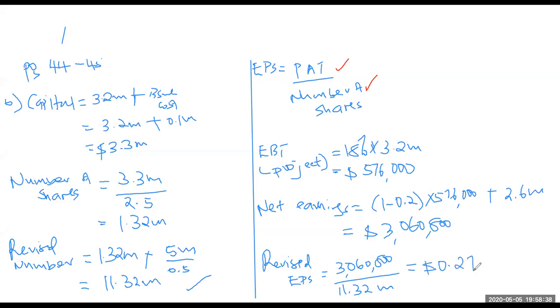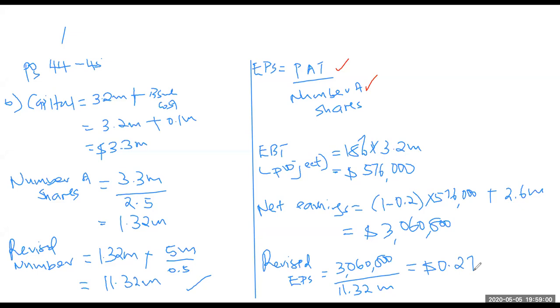0.27 per share. But what was earning per share before? This is the revised earning per share. Because we need to make a comment on whether it is increasing or decreasing, you're comparing before and after the investment. So we have the earning per share after the investment, but what was earning per share before the investment?